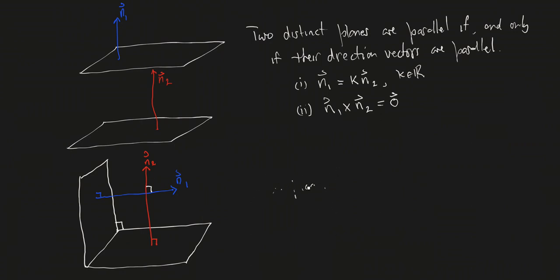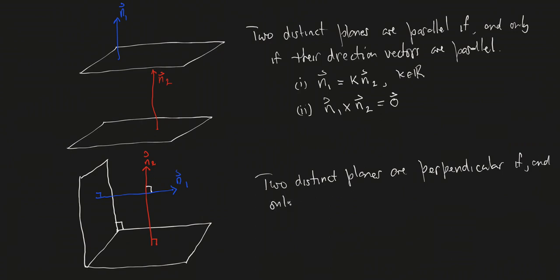I guess we could say, yeah, we could keep it consistent and say distinct. So two distinct planes are perpendicular if and only if their direction vectors are perpendicular, or orthogonal, or normal, all those words.